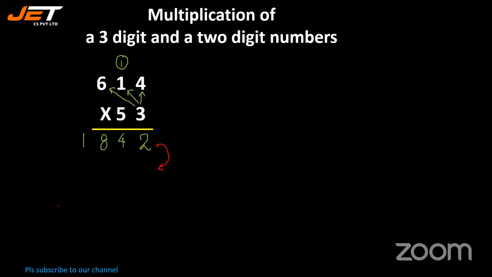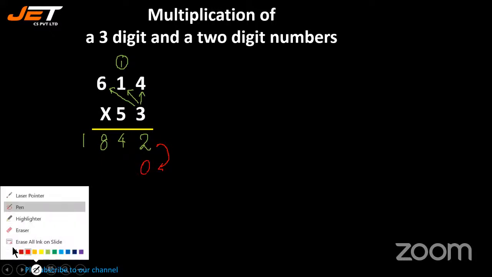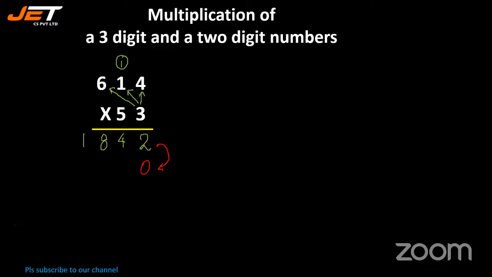Now I'll enter the next line. And as soon as I enter the next line, what do I have to do? I have to put a 0. Now I'll start multiplying the other number. 5 times 4. 5 times 4 is 20. 5 times 1 is 5. Plus 2, 7. 5 times 6 is 30.